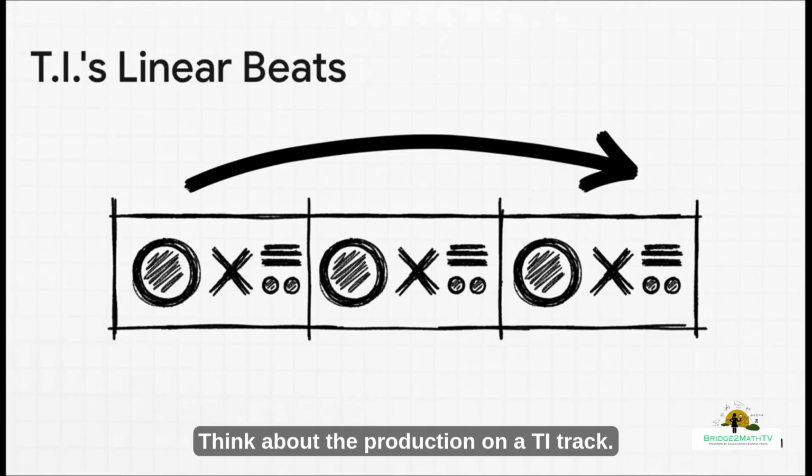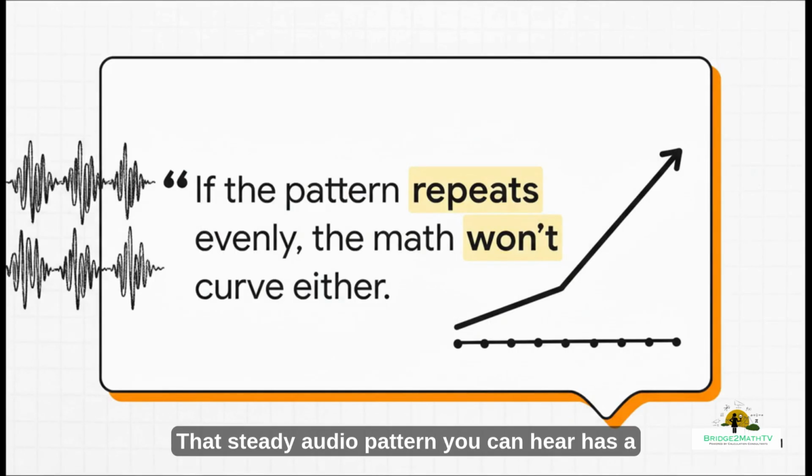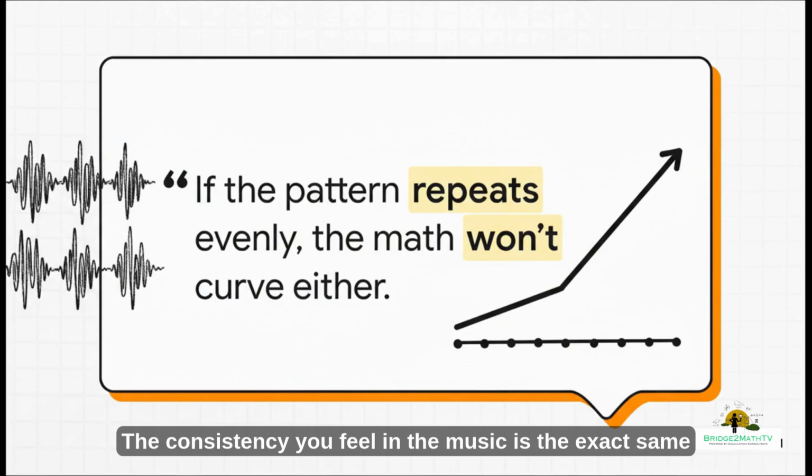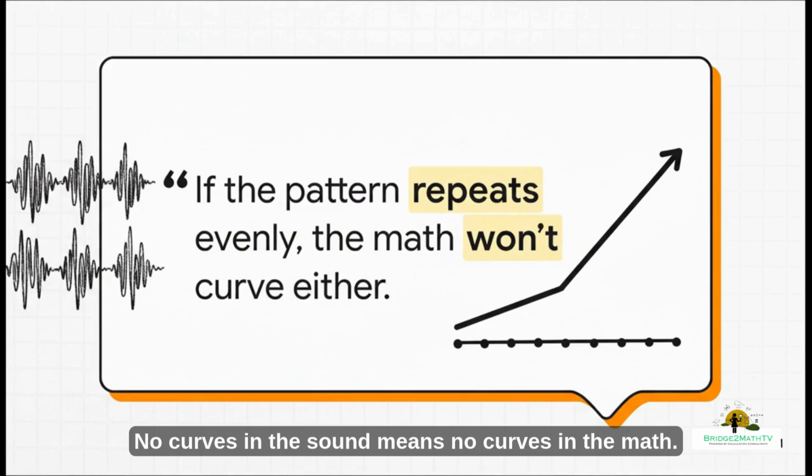Think about the production on a TI track. The hi-hats, the snare, the kick drum, they lock in and establish a pattern that repeats perfectly, bar after bar after bar. It doesn't all of a sudden speed up or slow down. It's basically a straight line of sound. And that's the crucial link right there. That steady audio pattern you can hear has a direct visual equivalent in math. The consistency you feel in the music is the exact same as the straightness you'd see on a graph. No curves in the sound means no curves in the math.